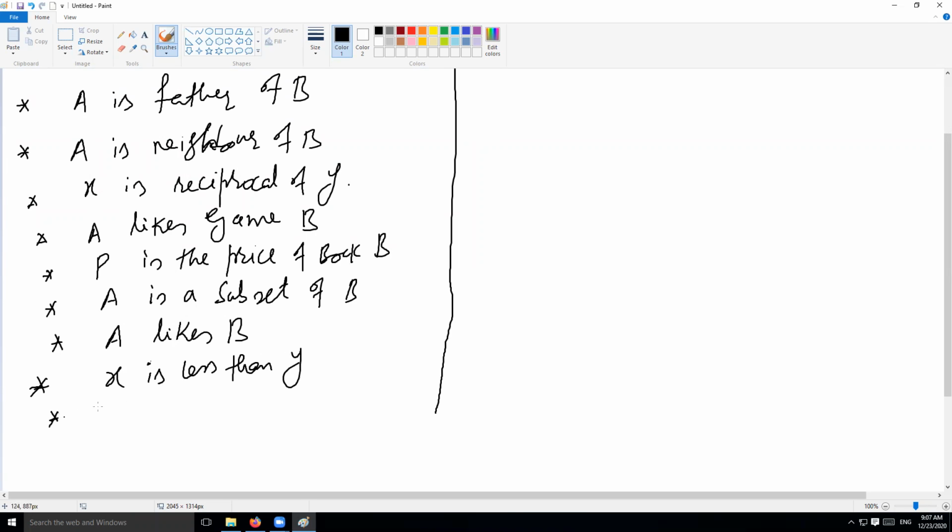Kya keh rahe the bhai? What you were saying? Proportionality ke relation bhi bata sakte hain. Theek hai, but you have kind of already said it that X is the reciprocal of Y, so just same as. Iske alawa bhi, think of natural things around you, where one thing is related with the other thing.